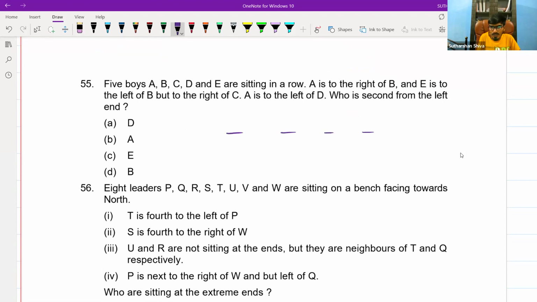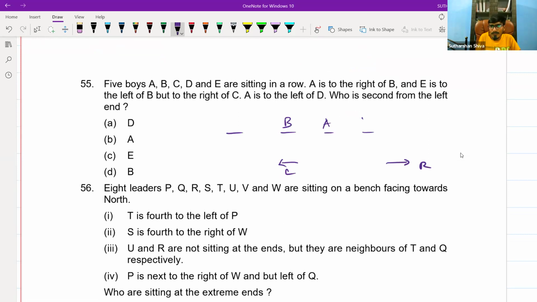Fine. 1, 2, 3, 4, 5. A is to the right of B. I want to fix 1 person, so I will fix A over here. A is to the right of B. From this is your left position, this is your right position. Right of B. Okay. B is right.